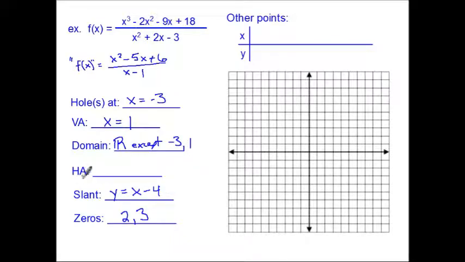Okay, horizontal asymptote, well, if you remember from before, since our numerator's degree is higher, it means we have none, or if you're just paying attention and said, hey, wait, we have a slant, so I automatically know I don't have a horizontal. There we go. Okay, so now we can transfer all this stuff onto the graph.